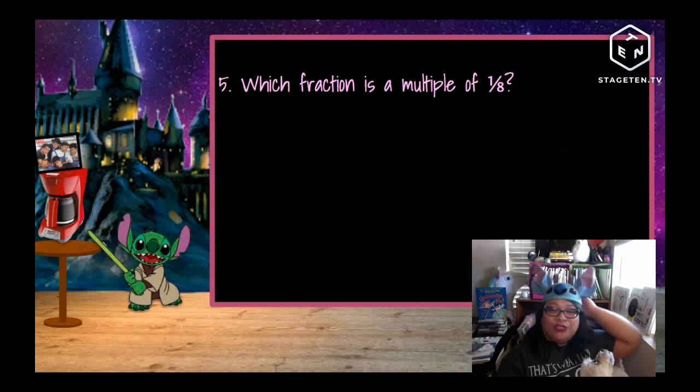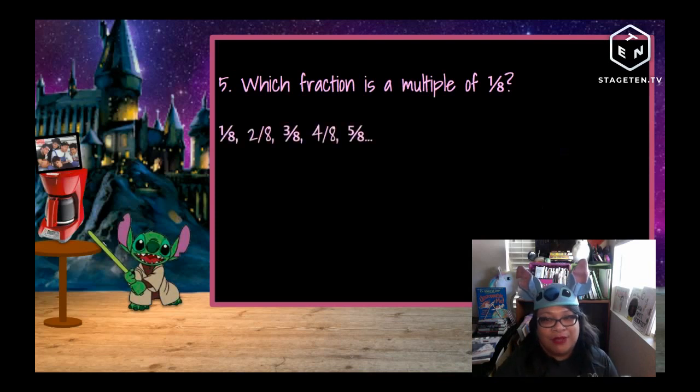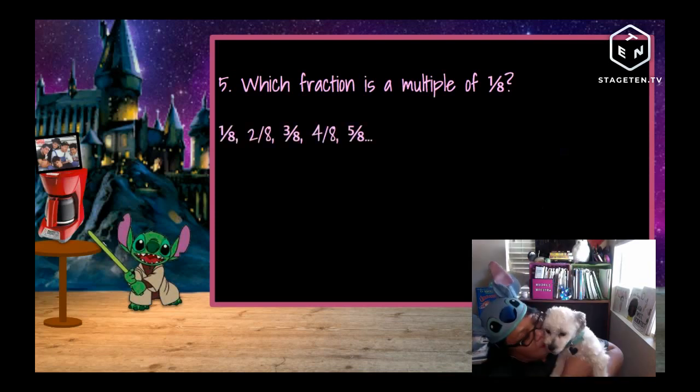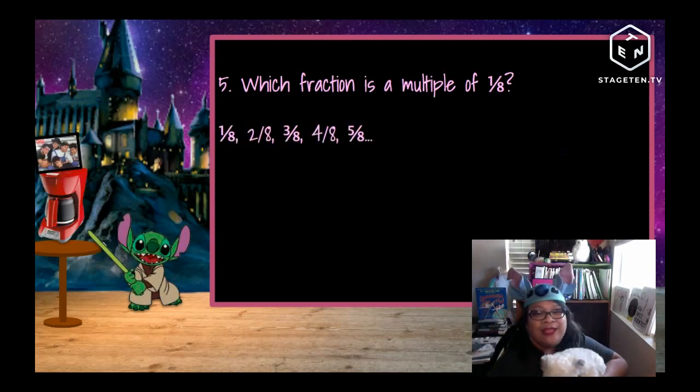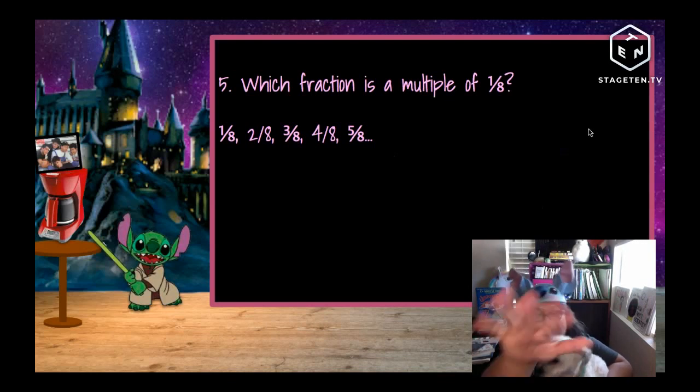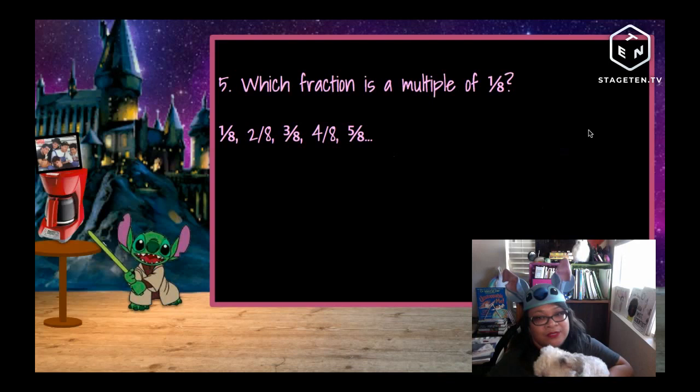All right, let's go to number 5. Which fraction is a multiple of 1/8? So remember from number 1, we can figure out the multiples of a fraction. So the multiples of 1/8 are 1/8, 2/8, 3/8, 4/8, and then we keep going. It's pretty obvious that you're going to choose the fractions that all have the denominator of 8.